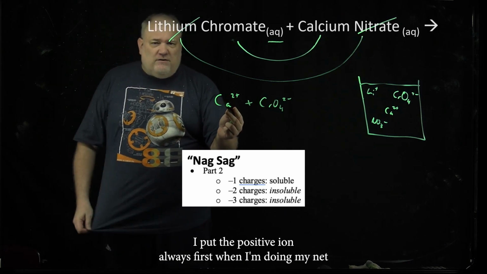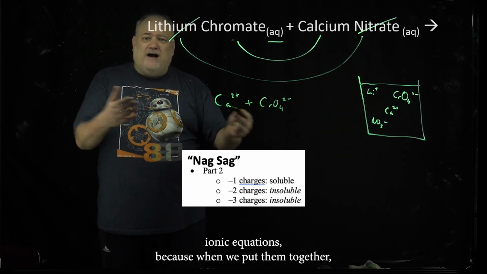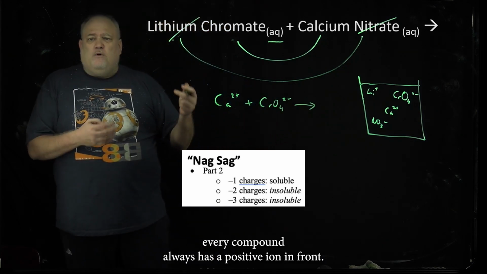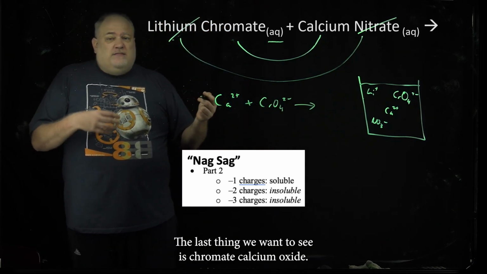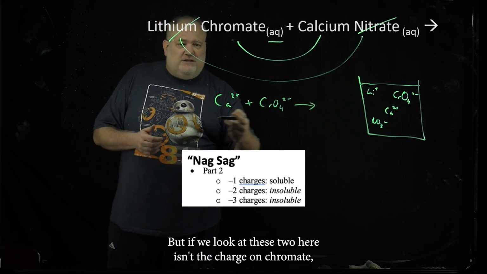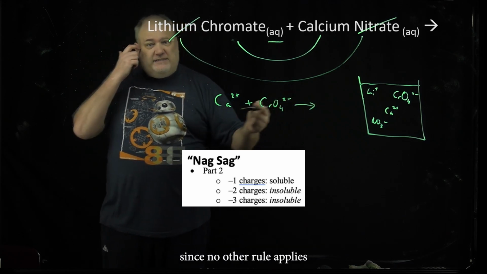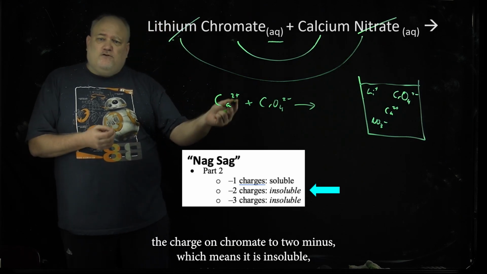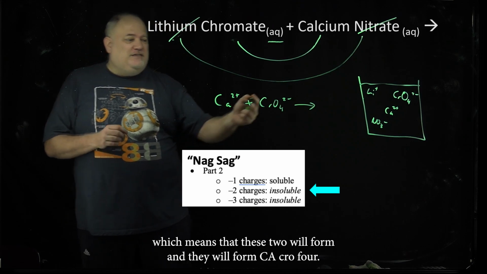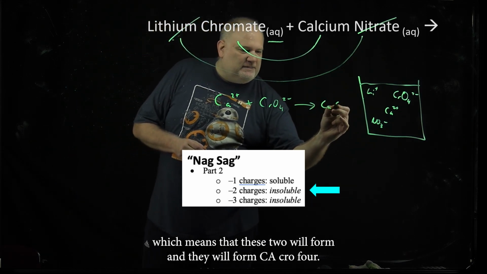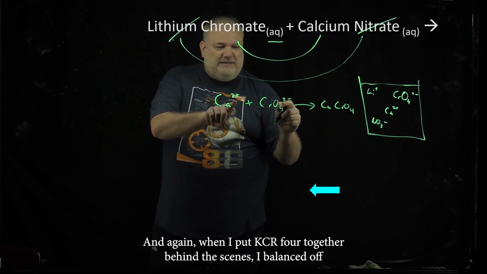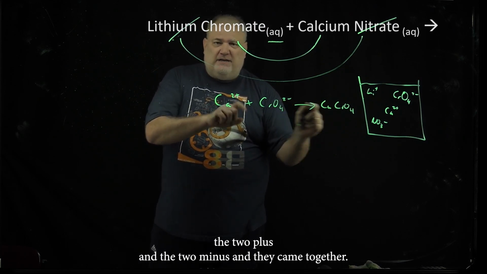I put the positive ion always first when I'm doing my net ionic equations, because when we put them together, every compound always has a positive ion in front. The last thing we want to see is chromate calciumide. But if we look at these two here, isn't the charge on chromate, since no other rule applies, a 2-, which means it is insoluble, which means that these two will form CaCrO4. And again, when I put CaCrO4 together, behind the scenes, I balanced off the 2+ and the 2-, and they came together.